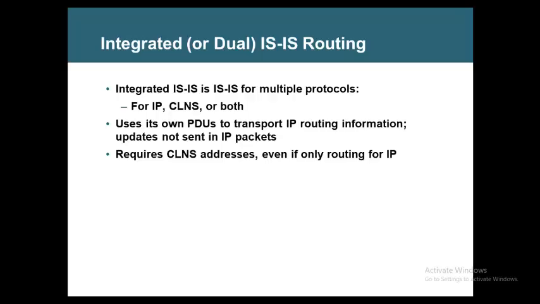It uses its own PDU to transfer IP routing information. All right. So the IP packet is not the one which is carrying the update. It is LSP, which is using multicast. Which multicast? Layer 2 multicast. That is why it is not an IP packet. It's a layer 2 packet. I told you, hello packets are sent to a layer 2 multicast address. And also it needs a CLNS address to identify.